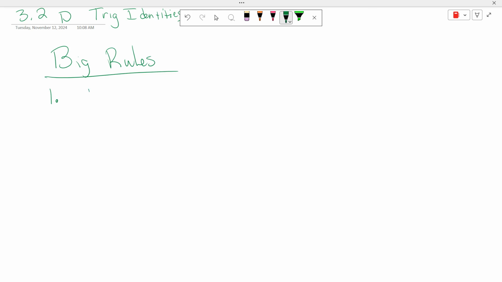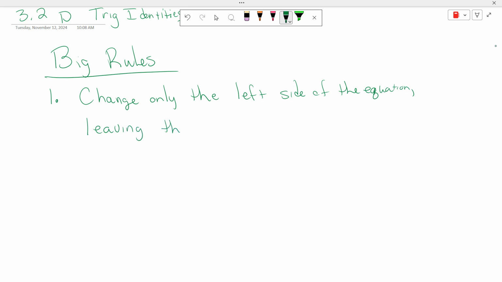Big rule number one, change only the left side of the equation, leaving the right side alone. If you could change both sides of the equation, life would be so much simpler. But Mr. Bierschbach wants you to have to really, really think. So I only allow people to change the left side of the equation, leaving the right side alone.